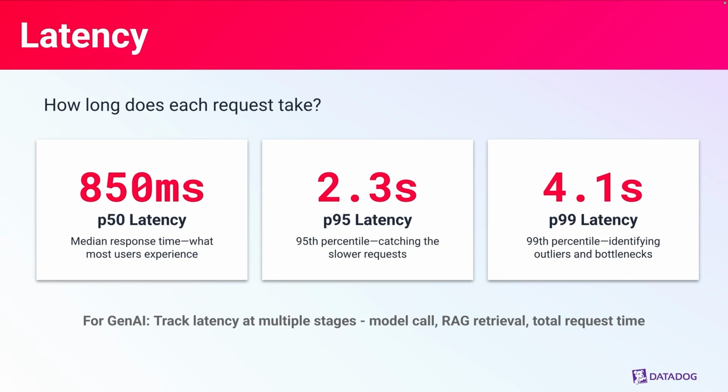Understanding the latency breakdown is critical for optimizing and pinpointing where users are experiencing delays. In summary, for generative AI, track latency at multiple stages. LLM calls, external API calls, total request time.